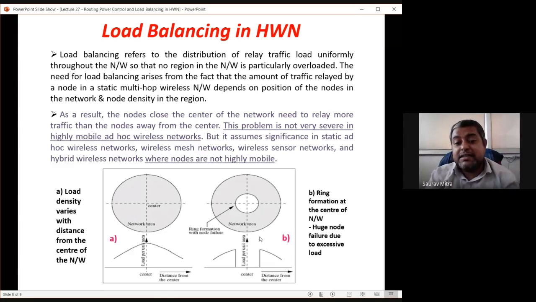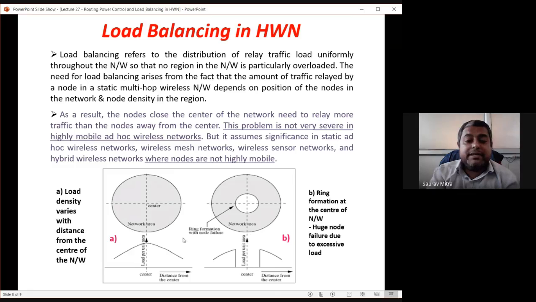It says the ring formation at the center of the network happens because of huge node failure due to excessive load. You can check the diagram here. Here it was a connected network. As you go across the diameter toward the center, nodes are carrying a huge load. On the left side away from center, it is carrying less load. On the right side away from center, it is carrying less load. But if a ring kind of formation has happened, that is, these are failed nodes, then coming from left to right along the diameter, the data communication is increasing. Suddenly the nodes here are carrying a huge amount of data, then no communication here, because all these nodes' batteries have been exhausted, hence they are not carrying any data. So towards the center there is no data.